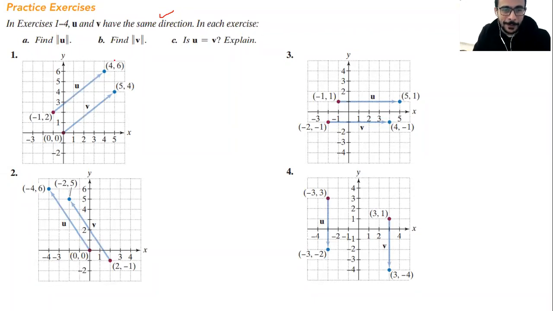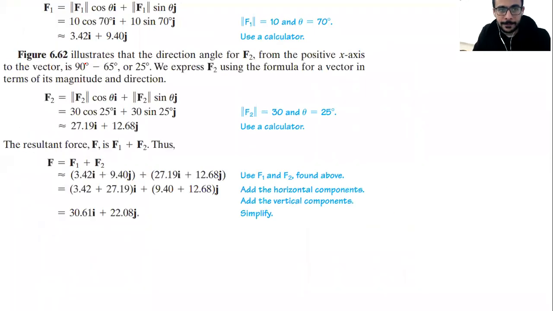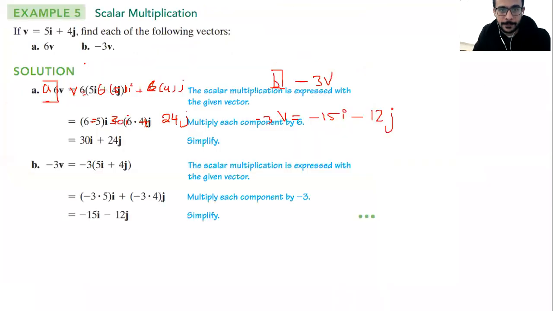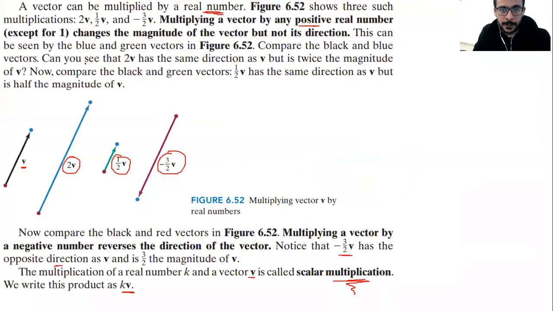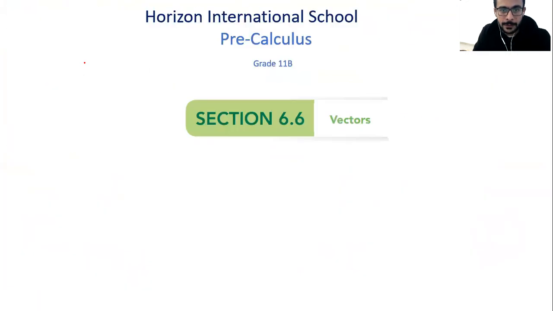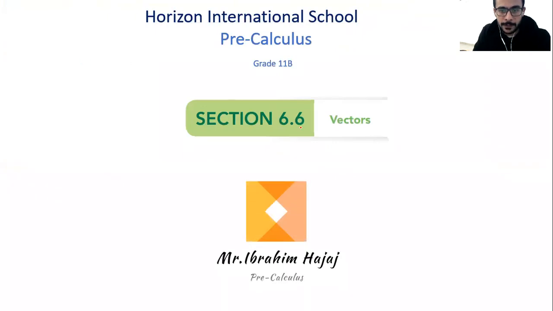Mr., this lesson is 6.6 or chapter 7 now? 6.6. Okay, it's 6.6. It's here.